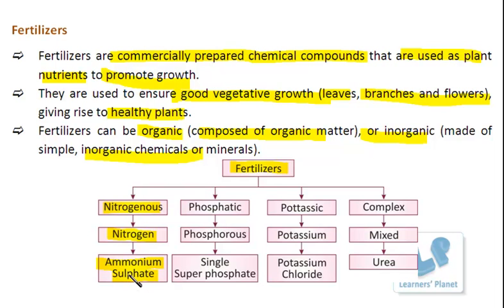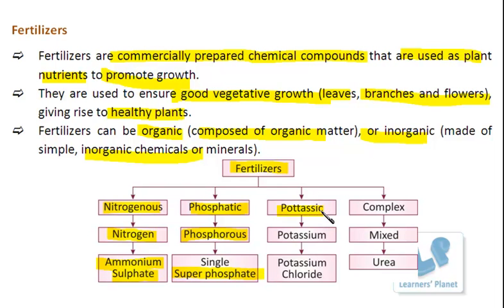So this ammonium part is added to the soil, right? And then it is converted into other forms like nitrates or nitrites, and then it is utilized by the plants. Then there are the phosphatic fertilizers. As the name suggests, these provide phosphorus in extra quantity, specifically to the growing plants. One example of such a fertilizer is single superphosphate.